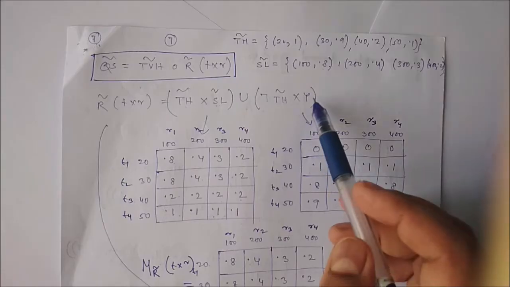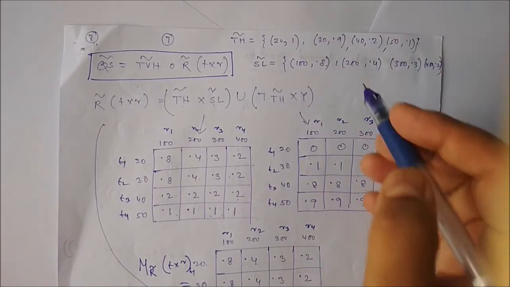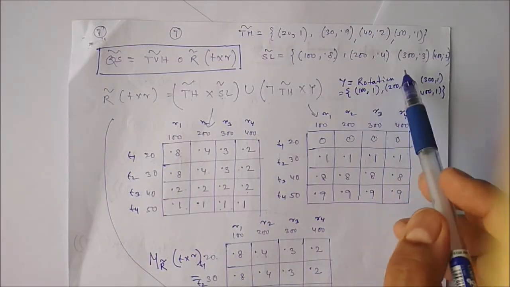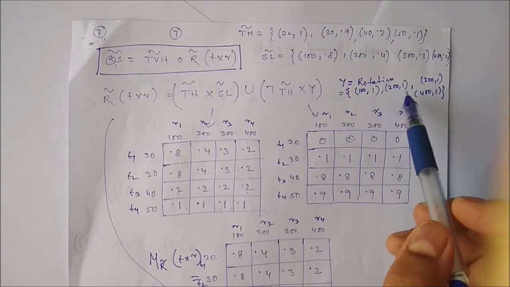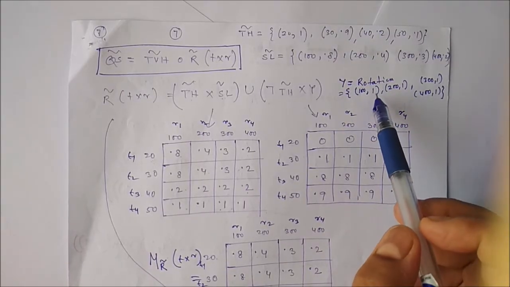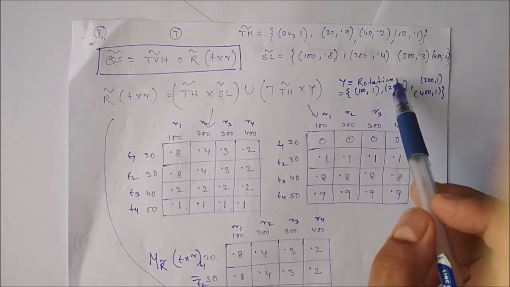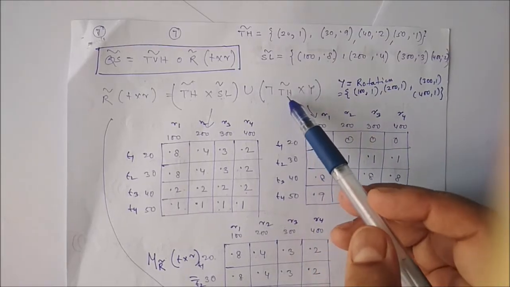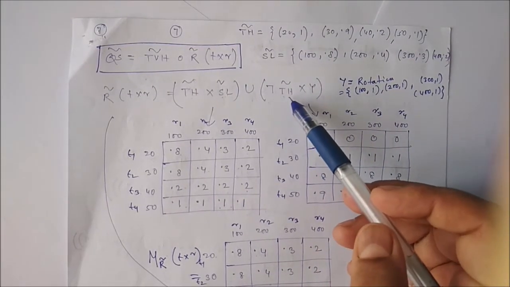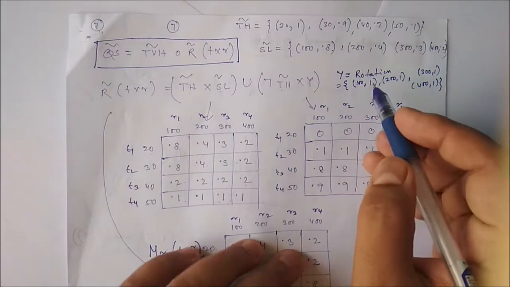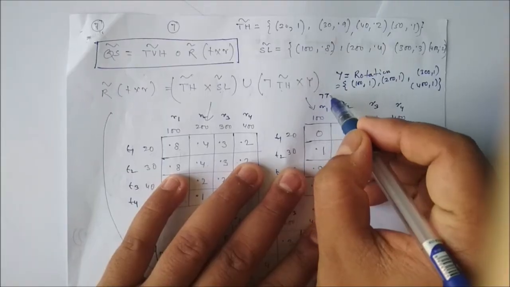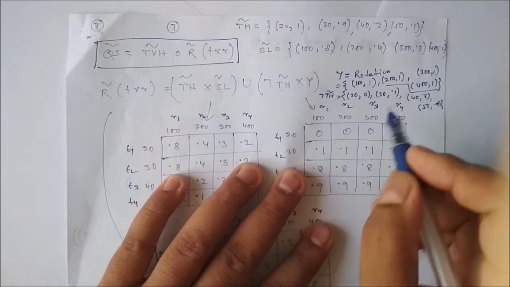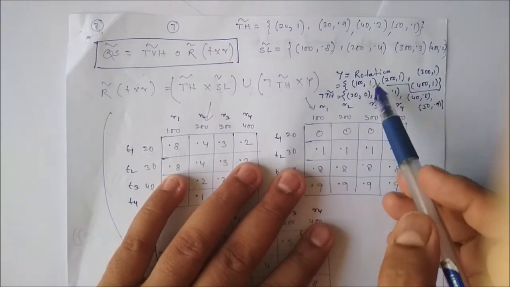Now we have to calculate this one. Y is a universal set. Y is the rotation, nothing but a universal set, containing all the rotations 100, 200, 300, 400 with membership value 1, because the rotation is a universal set and must contain all the variables. Then we need the complement of TH, which is 0.1, 0.9. So it is not TH, not temperature high, and you have to compare it with all of these.